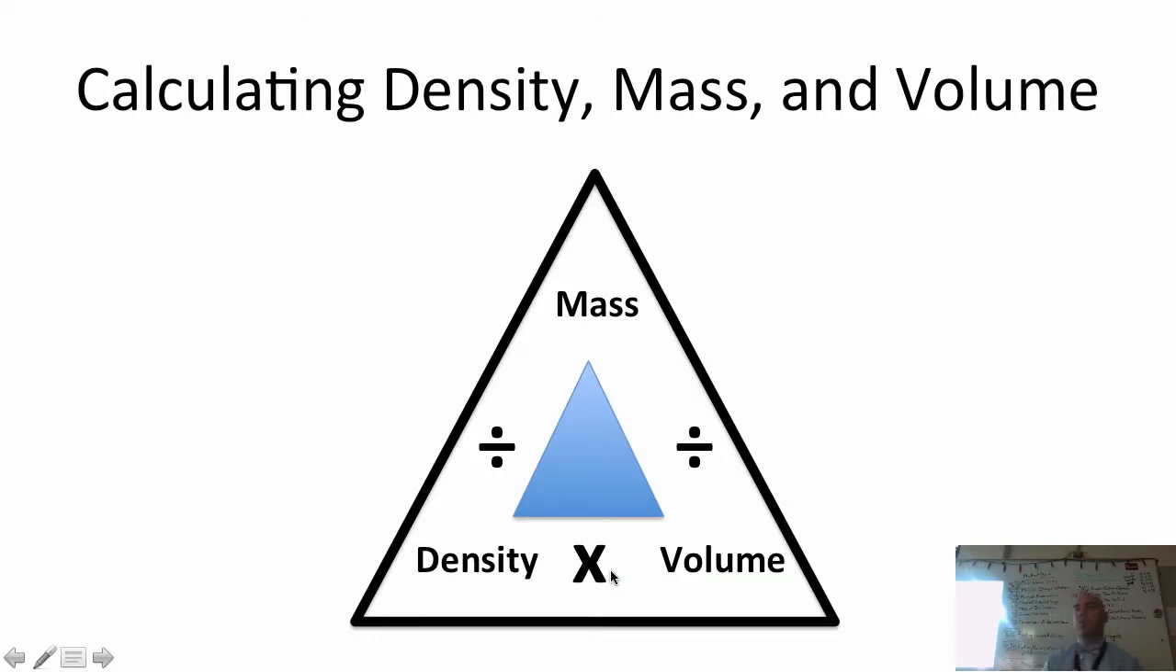So let's talk about how to calculate that. If you've watched the videos, this is something that'll help you out. This is a little way to remember how to calculate density, mass, and volume. So if I'm trying to calculate density, if I look right here, here's density. Density equals mass divided by volume. Do you see how I got that? We take density out, and so we have mass divided by volume.